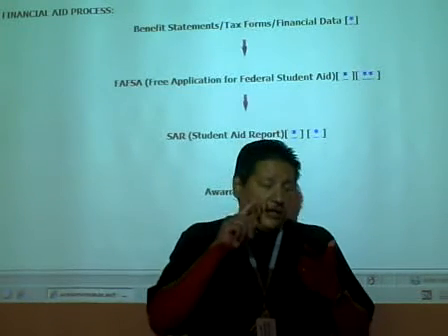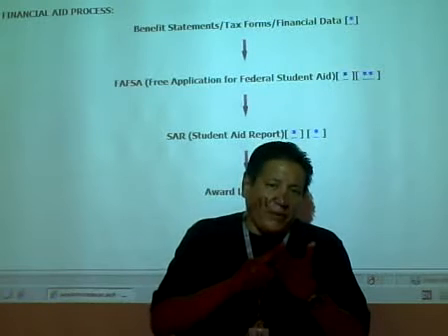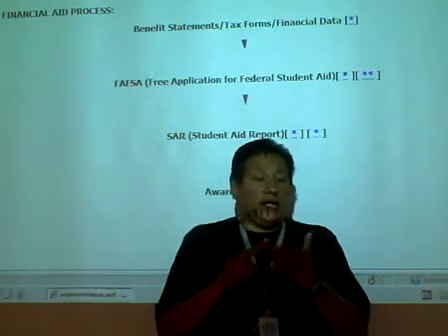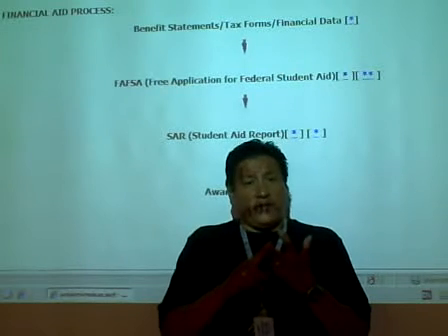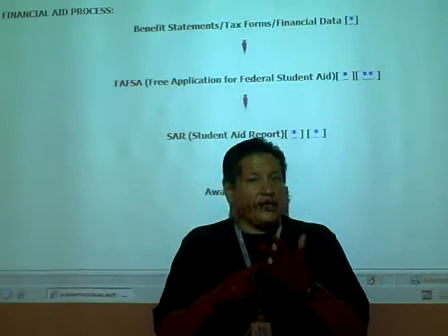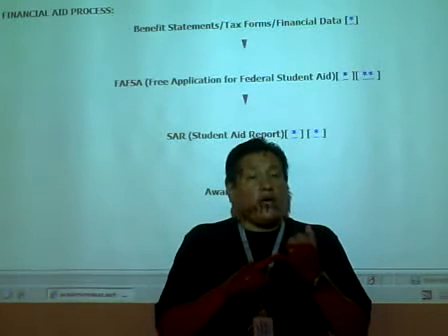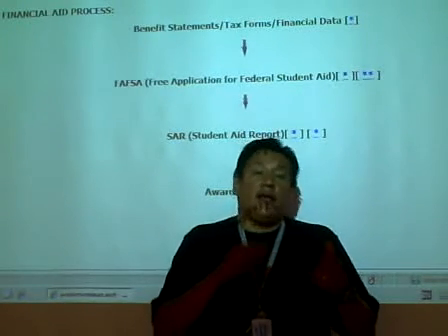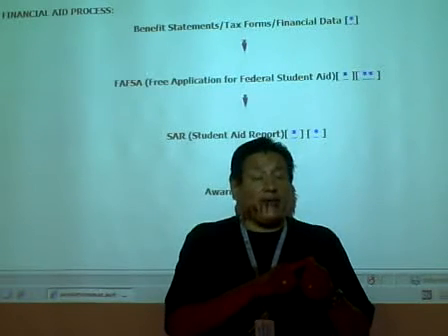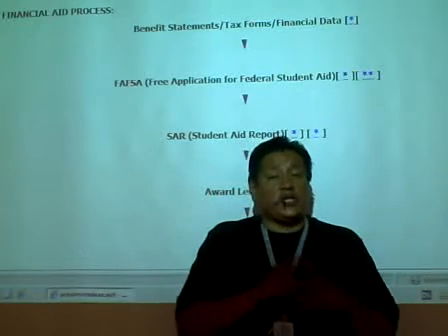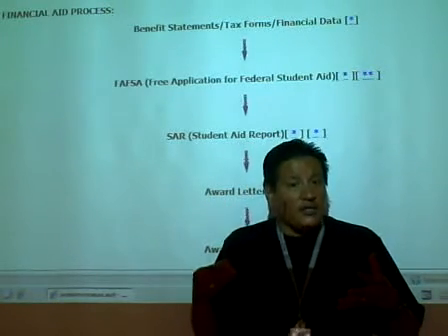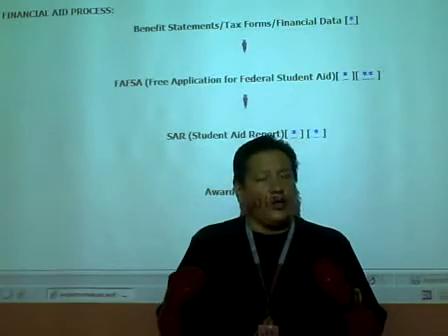So, get your financial information together. First step: benefit statements, tax forms, financial data. Second, complete the FAFSA form. Third, the Student Aid Report. That's going to have your EFC on it. Fourth, the award letter from the college or university that you're at. And then finally, fifth, getting that award when you've already started college. So that's the financial aid process. Quite frankly, real simple. Again, some work, but simple and easy for you to do.